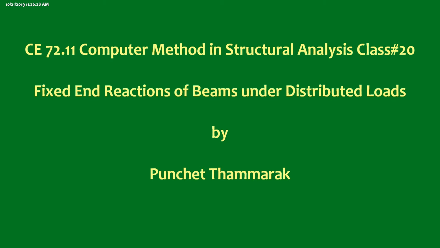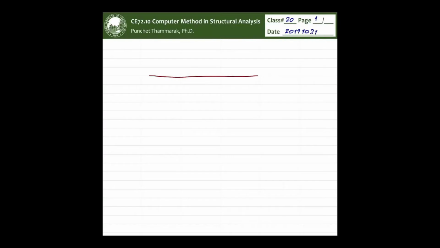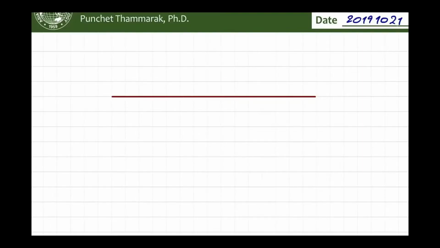This is class number 20 and we are going to derive the fixed end reaction of the beams under distributed loads. So today we will consider two cases. The first case is the beam under uniformly distributed load, and the second case is the beam under the linearly varying distributed load for the fixed end reaction. So let's take a look at this together.